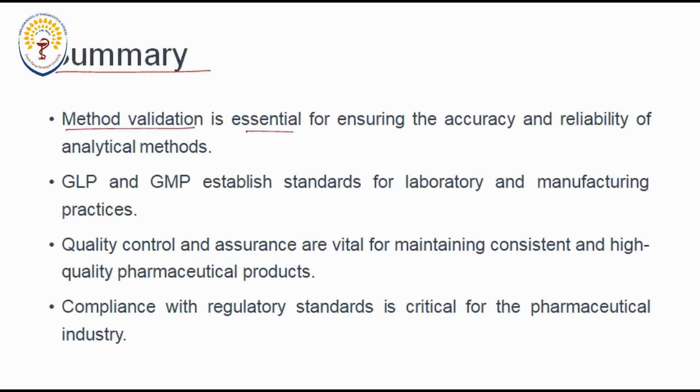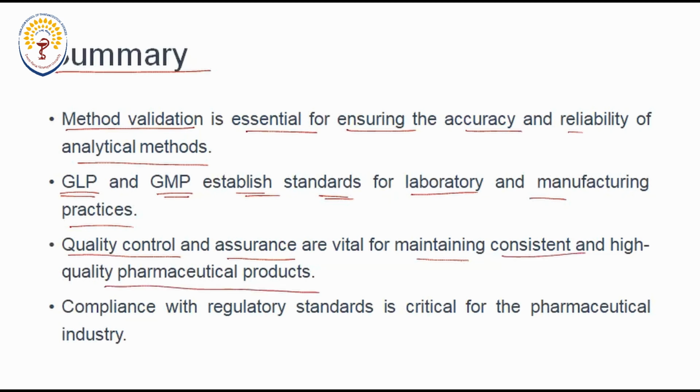Method validation is very essential. Why? Because it ensures the accuracy and reliability of analytical methods. Guidelines like GLP and GMP establish the standards for laboratory and manufacturing practices. Quality control and assurance are very important, because they maintain consistent and high quality of the product. I have said that quality control basically deals with the process, and quality assurance covers everything including quality control. Now you need to comply with the regulatory standards. If you don't comply, you will have to face the consequences, and that's all about this chapter.